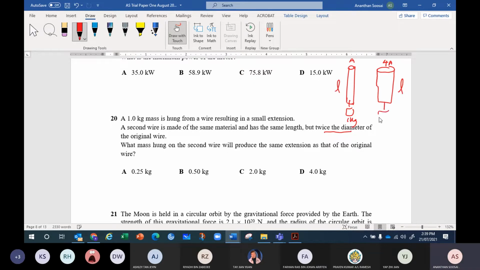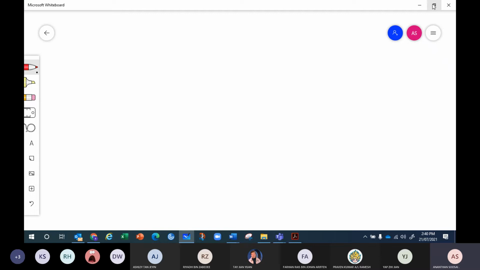What mass hung on the second wire will produce the same extension? Oh, they're asking what mass to be hung here so that their extension is the same for both. So what do you do from here? What is the same? Extension is the same. So Young modulus, of course, you think about Young modulus, force over area, extension, original length. Okay, this is the formula to be used, right?